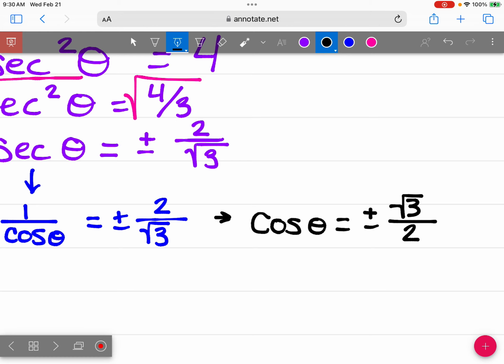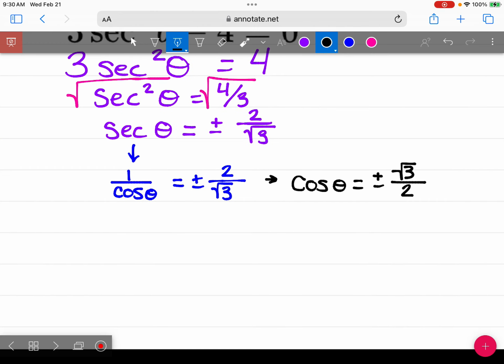Pi over 6 is definitely an answer. So let me write them down. So here we got our theta. We've got pi over 6. Where else do we have a positive or negative square root of 3 over 2 for cosine? 5 pi over 6. Where else? 11 pi over 6. And 7 pi over 6.